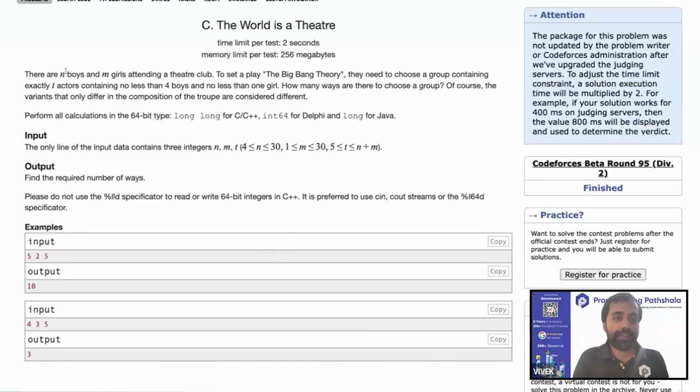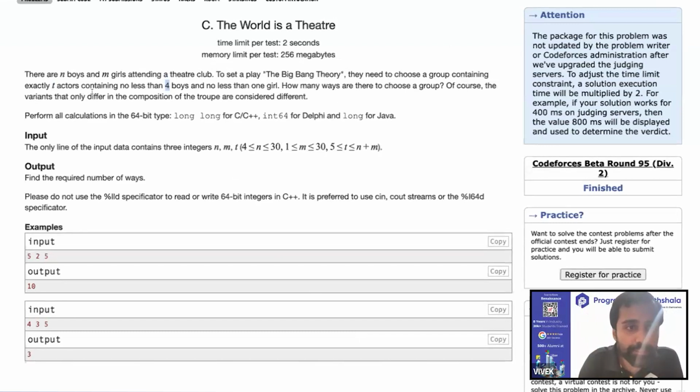So I'm just reading along. There are N boys and M girls attending a club to play some game. They need to choose a group containing T actors, containing no less than 4 boys and no less than 1 girl. So at least 4 boys should be there and at least 1 girl should be there. It is asking how many ways there are to choose a group.